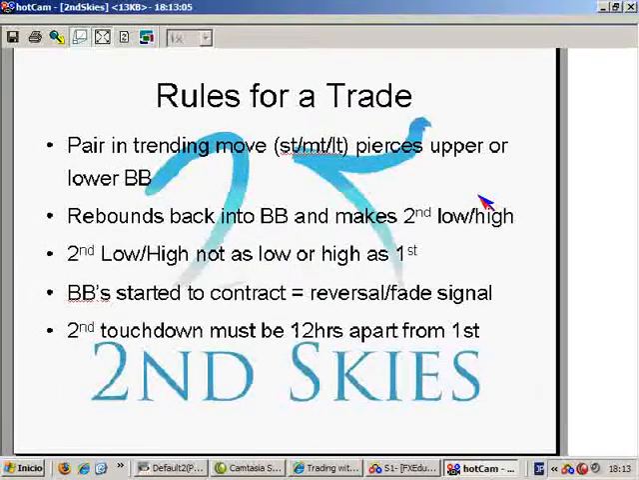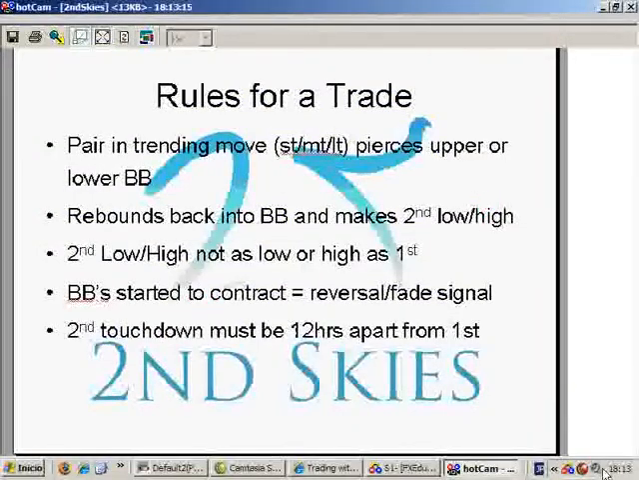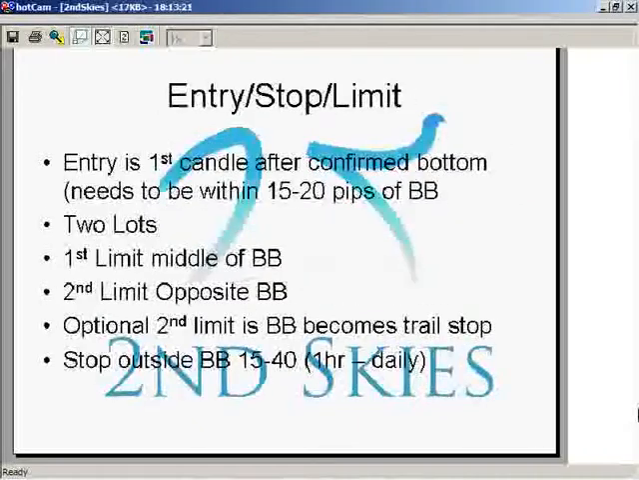So we're looking for an attack on a certain level. Let's say it's 149, and then to re-attack that level several hours later, but then to get rejected there a little bit below 149. And so this is what we're looking for. These are the general rules for the trade.